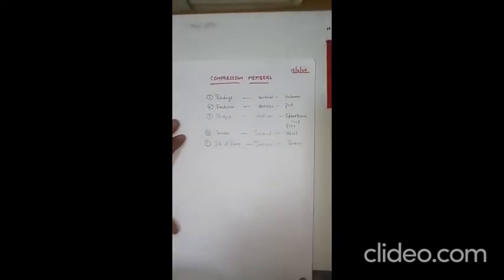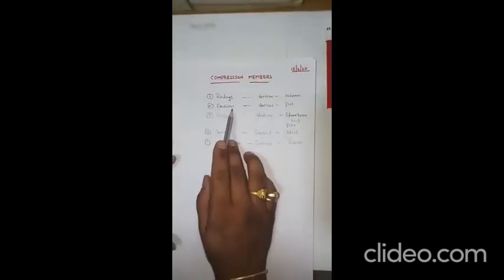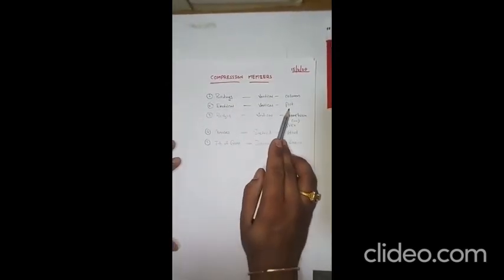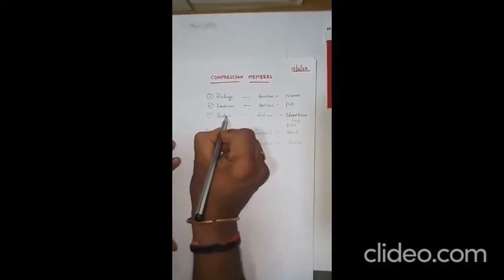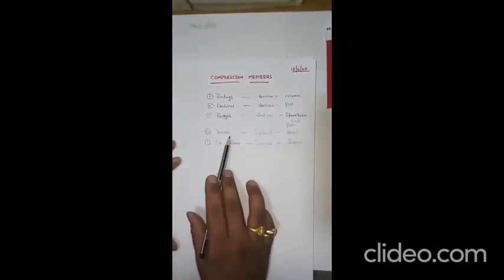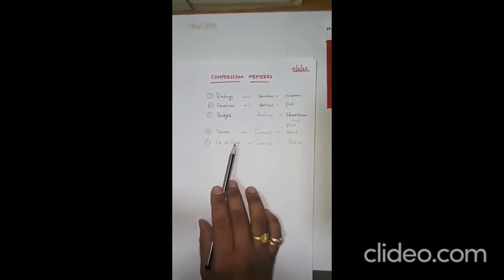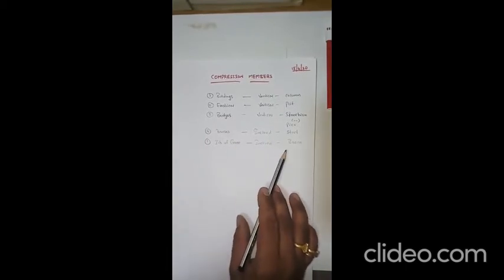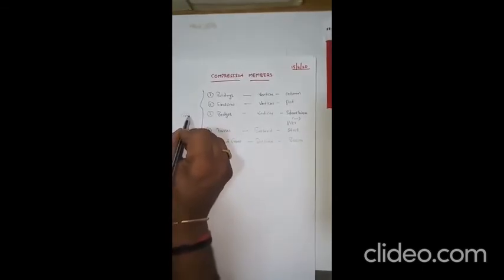See, these are all compression members, right? So in buildings, the vertical member, we call it a column. In electrical posts, street lights, the vertical member, we call it a post. In bridges, the vertical member, we call it a stanchion or a pier. In trusses, the inclined member, we call it a strut. And in the jib of the crane, which is an inclined member, we call it a boom. So these all are what? Compression members.